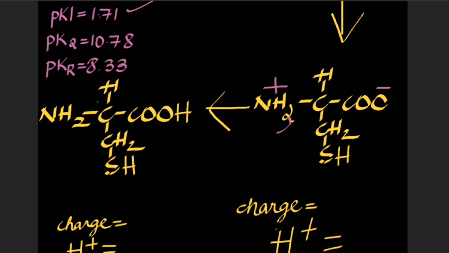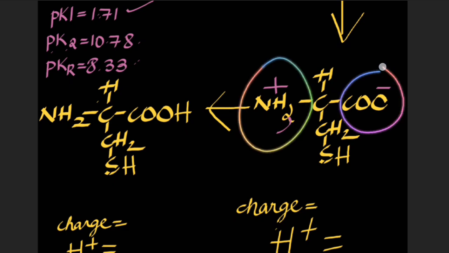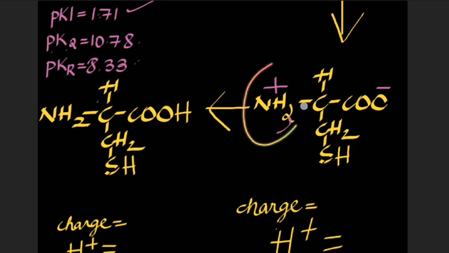Now which value will come first? Is it pK2 or pKr? The pK2 value will come first, right? So the pK2 value is associated with which one? This one, right? Because this is the pK1 value and this is the pK2 value, and the pKr value is this one. So please follow along with me.